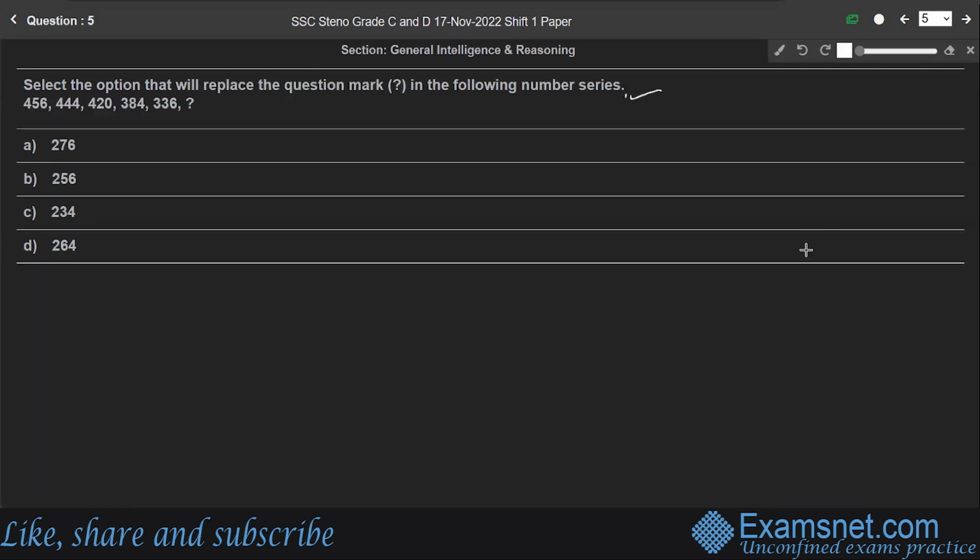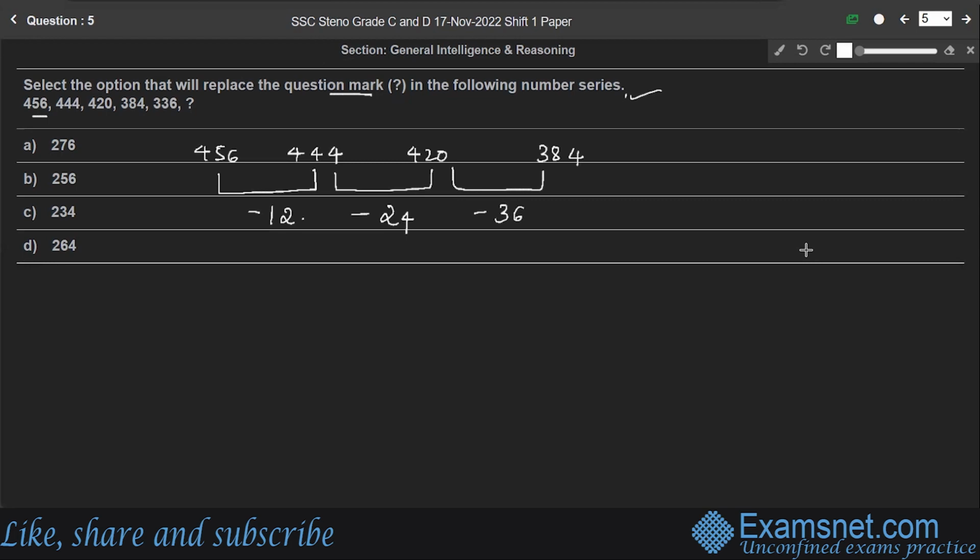Question number 5. Select the option that will replace the question mark in the following number series. The first number is 456 and the second number is 444. The difference between the first two numbers is 12, 456 minus 12 gives 444. The third number is 420, so 444 minus 24 is 420. The next number is 384, so 420 minus 36 is 384.